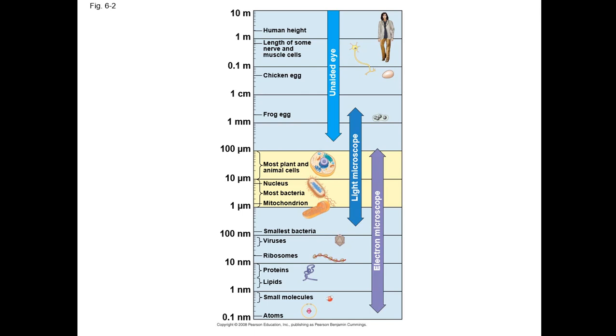Okay, so with the unaided eye, we can see down to a frog's egg, right? Up to less than a millimeter object or size of an object. We can see humans. We can still see nerve cells or muscle cells by our unaided eye. Chicken egg. Okay, so that is the length or approximation of the scale that our eyes can see.